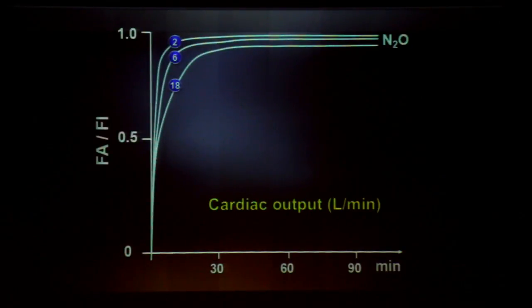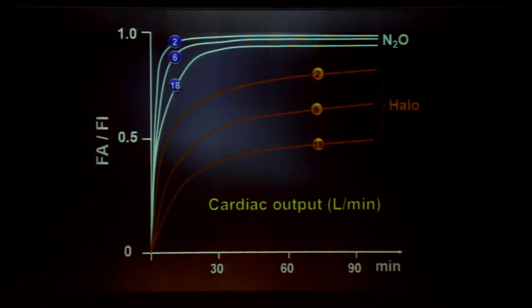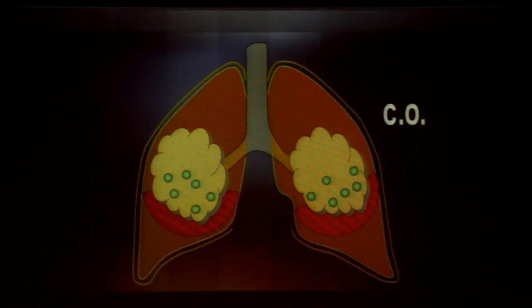What's the effect of cardiac output? Now this is a little interesting. You'll find that with the soluble agents, if the cardiac output is high, the FA/FI falls down. But if the cardiac output is low, then the FA/FI increases. Right? How does this happen?